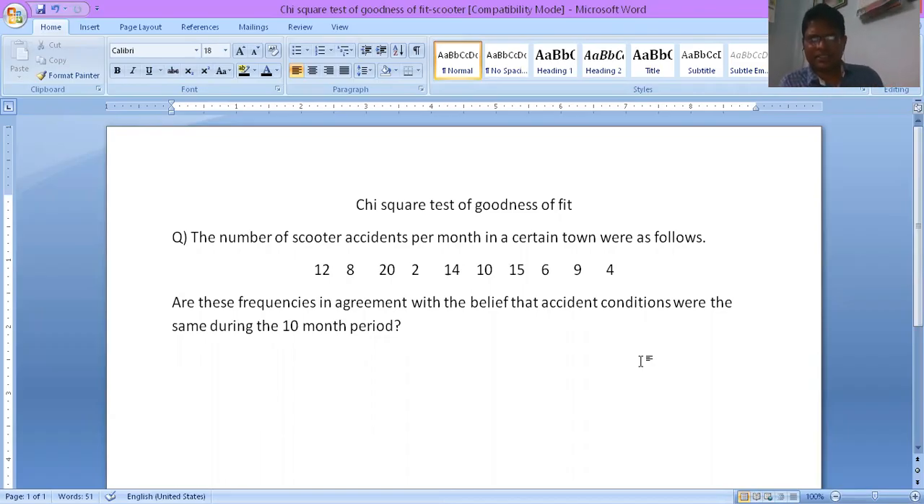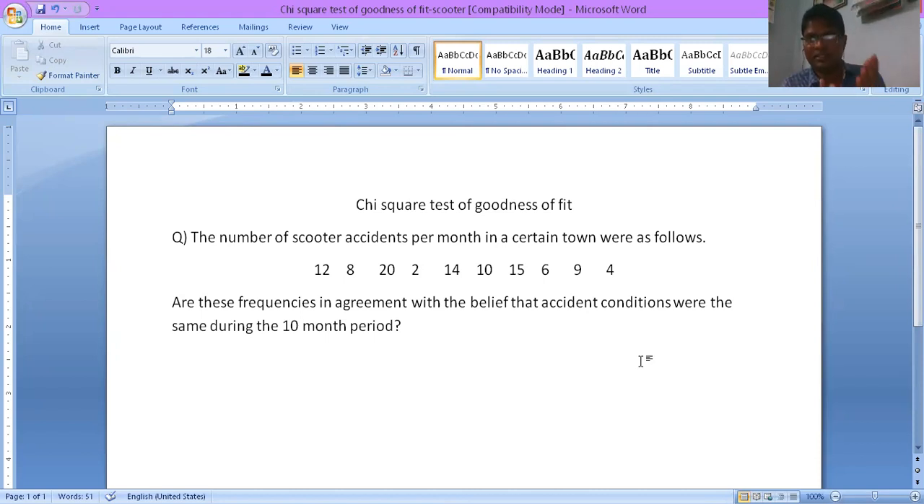So the question is, are these accidents per month in agreement with the belief that accident conditions were the same in the first month, second, third, fourth, up to the 10th or not. If the accident conditions are the same, there is no such difference between the reported accidents on a monthly basis. For example, 12 in the first month, 4 in the last month. So how do you write the null hypothesis? Accident conditions are the same, but 12 and 4 is a huge margin, so I am sure the hypothesis must be rejected. That is what we must get.